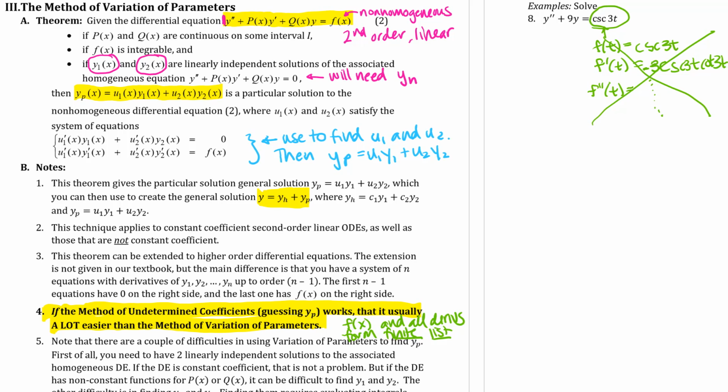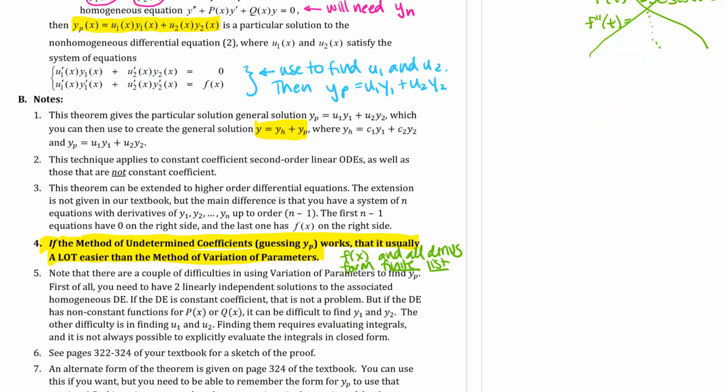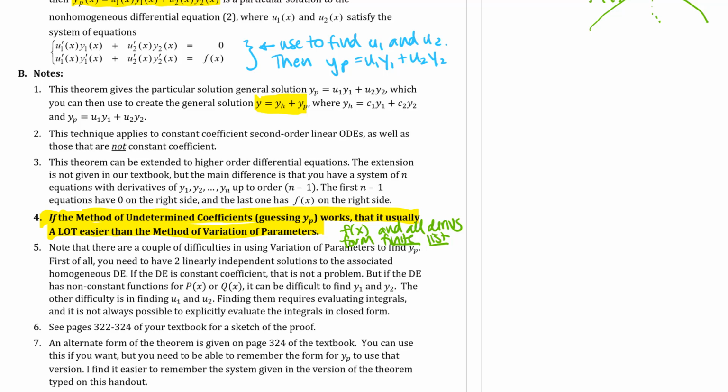Okay, so a couple of other comments. I'm not going to read through all of these right now, but you should read through them and just notice. For example, number 3 talks about extending it to higher order ones. There aren't any in our homework, but it can be extended. There are some other things to talk a little bit about here. There are a couple of difficulties in using this method to find YP. So first of all, you have to be able to find your two linearly independent solutions. That's not necessarily hard, but you might have to do that.